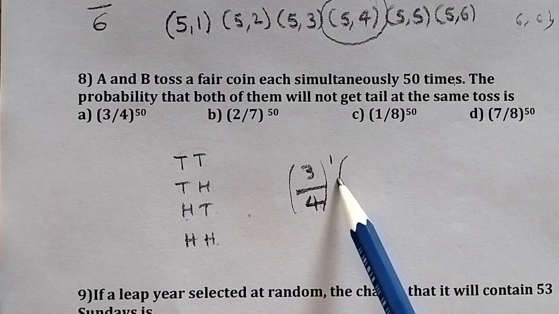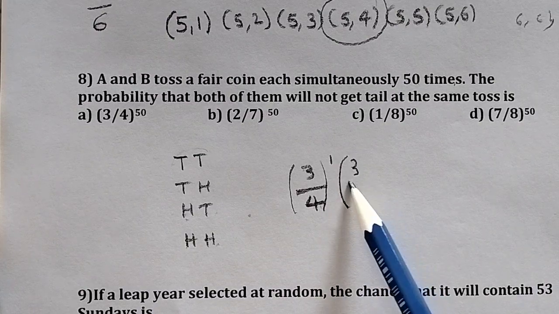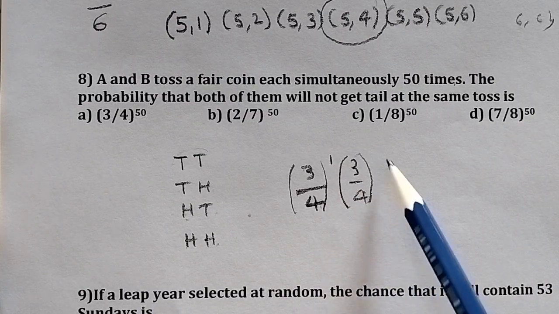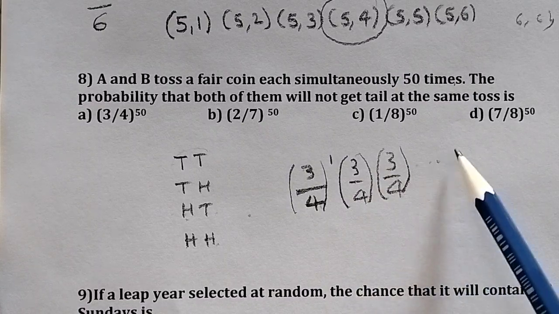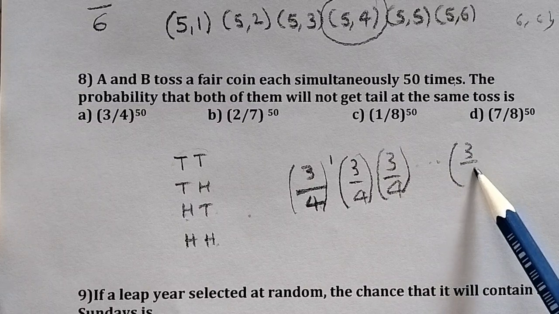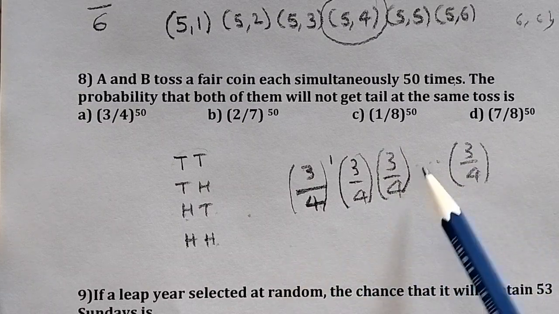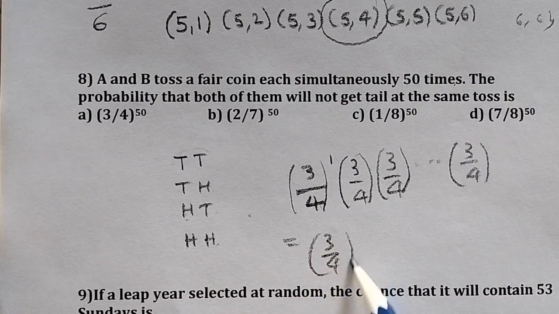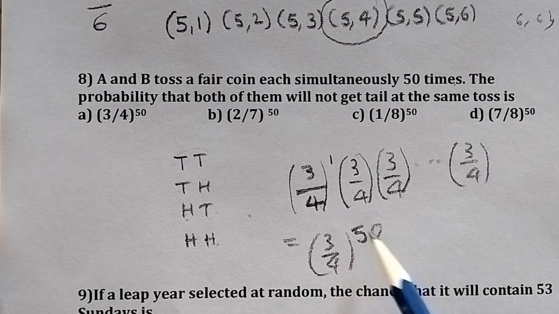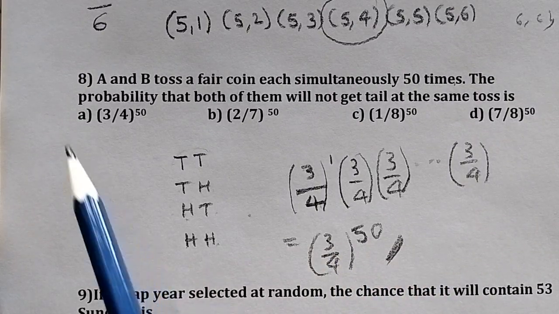If they do it for the second time, the same result happens. If they do it for the third time, we get the same result. If they do it 50 times, that gives the same. Now that result is (3/4) to the power 50. Now your answer is this.